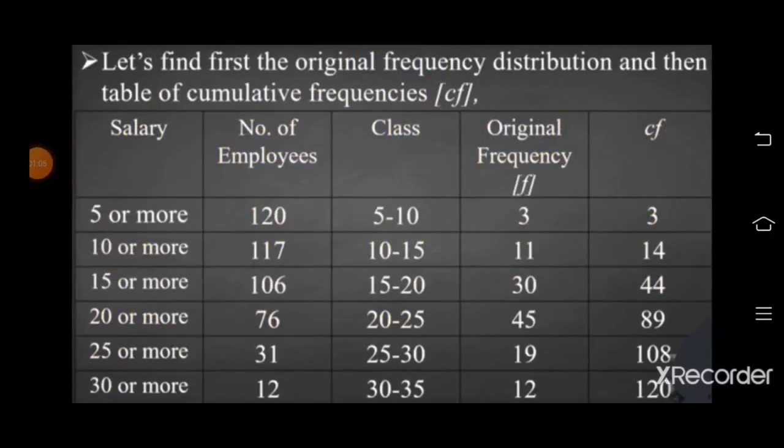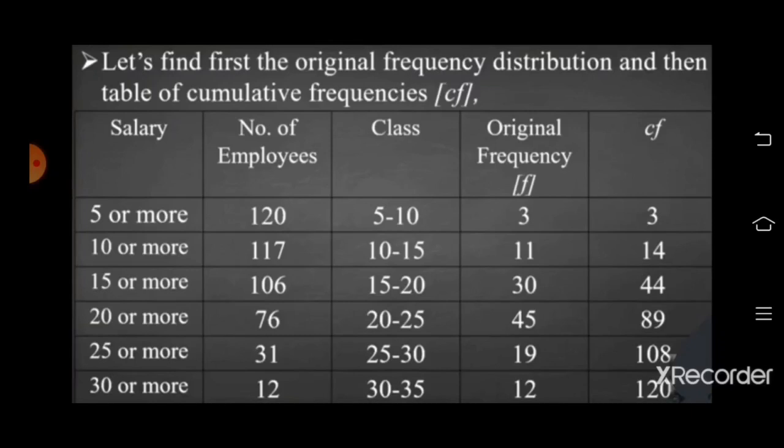Now salary 5 or more. Here we will make a column to find out the original frequency distribution and less than type cumulative frequency. So here 120, 117, 106, 76, 31, 12 frequency they have given us.